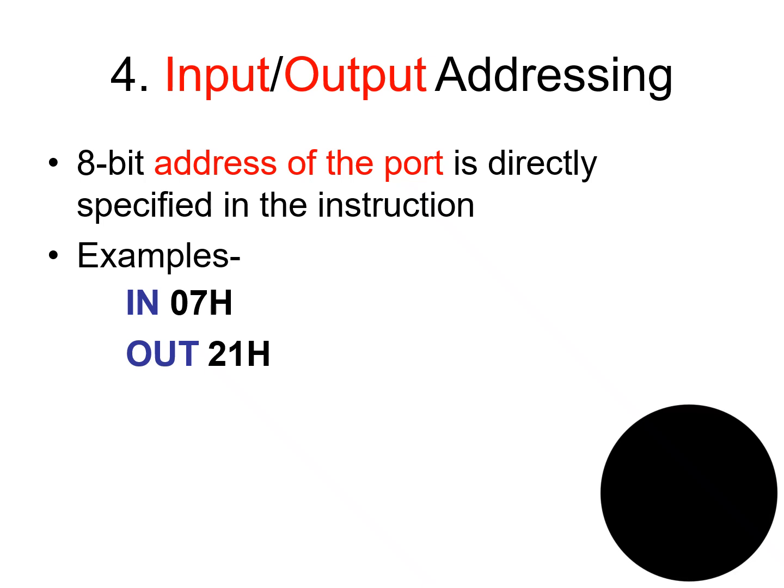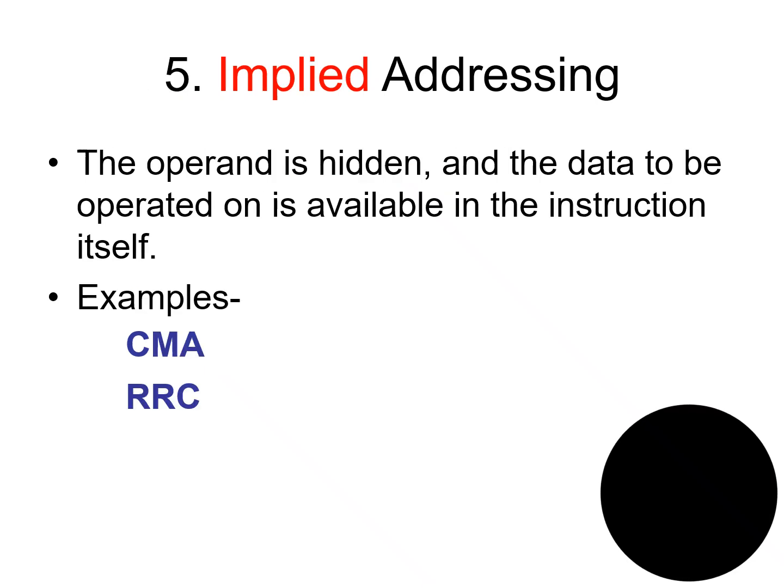IN and OUT are used to access the external device by the microprocessor. Okay, and next is the implied addressing mode. Here, I told you already that the operand is hidden and the data is operated on in the instruction itself. So these are the examples of it. This is all about the 8085 microprocessor. These are all the basics.